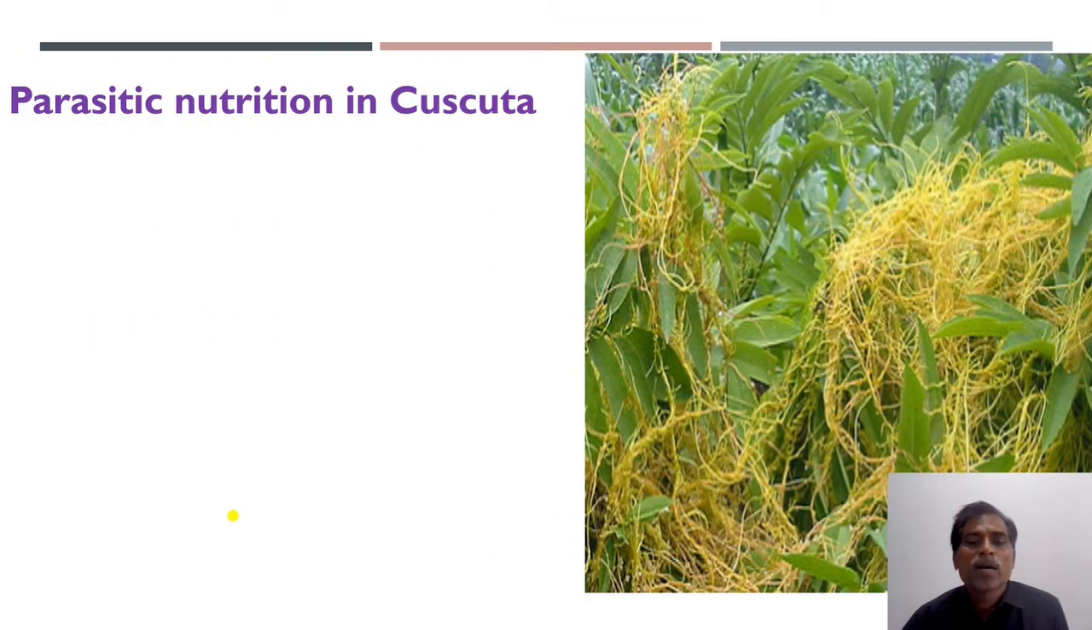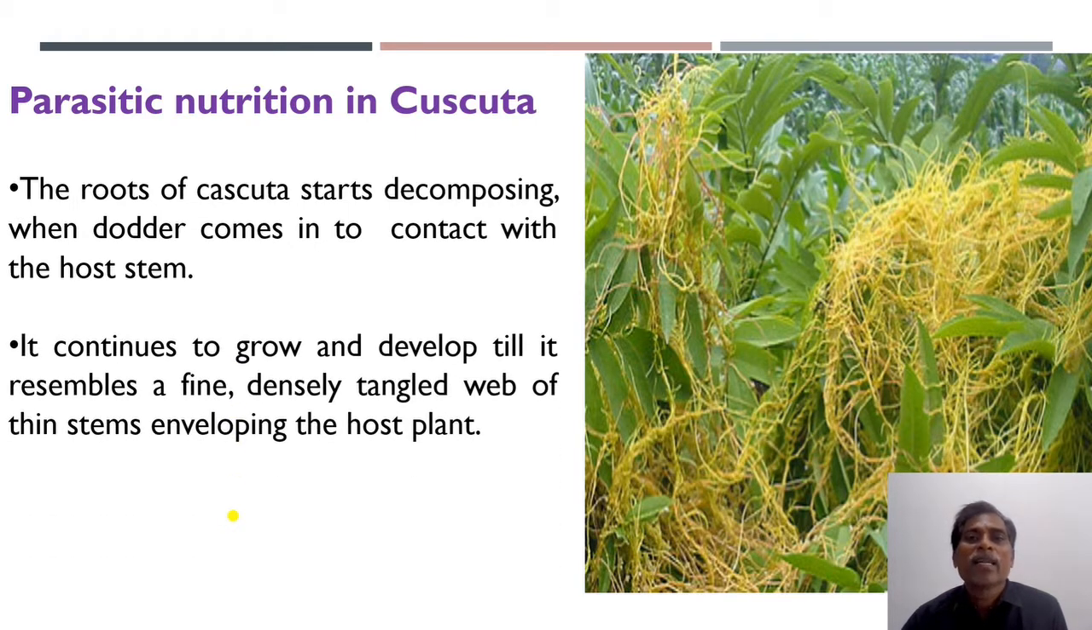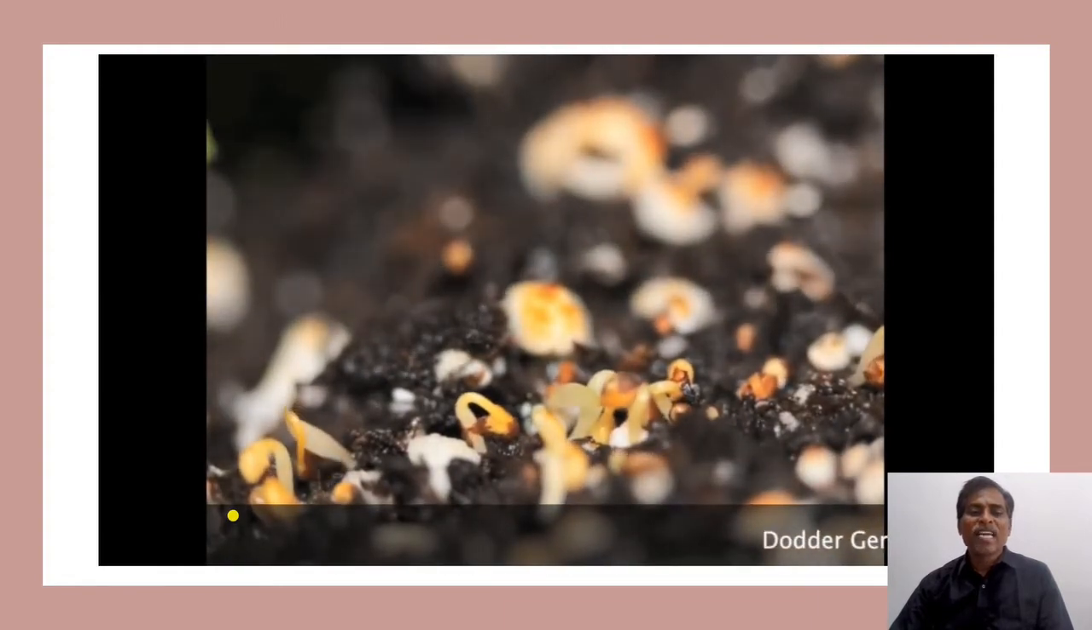The roots of Cuscuta start decomposing when they come in contact with the host plant. Gradually, they degenerate. It continuously grows and develops till it resembles a fine, densely tangled web of thin stems enveloping the host plant. Let us watch the video of how the Dodder seed germinates.